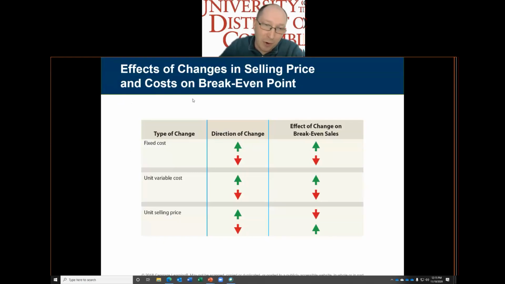This is just a summary of the types of changes. Fixed costs rise, that means break even rises. Opposite is also true. Increase in unit variable costs, as they rise, break even rises. The only part where there's an inverse relationship is in selling price. Selling price rises, break even decreases. Selling price decreases, break even rises.